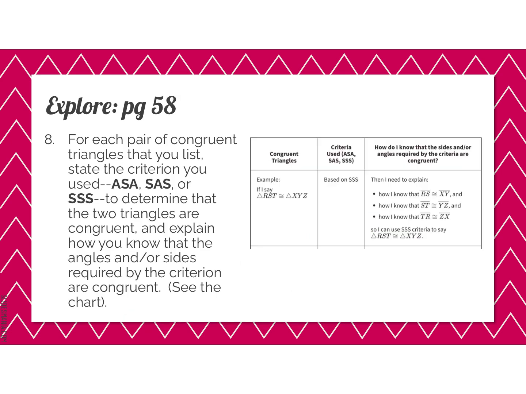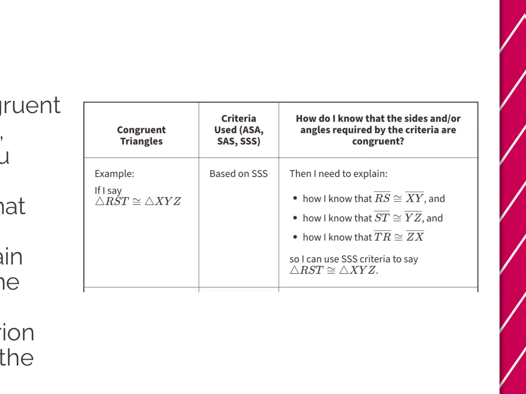All right, example 8. It says, for each pair of congruent triangles that you list, state the criterion you used, angle, side angle, or side, to determine that the two triangles are congruent, and explain how you know that the angles or the side requirements of the criterion are congruent. So here is an example that we have.